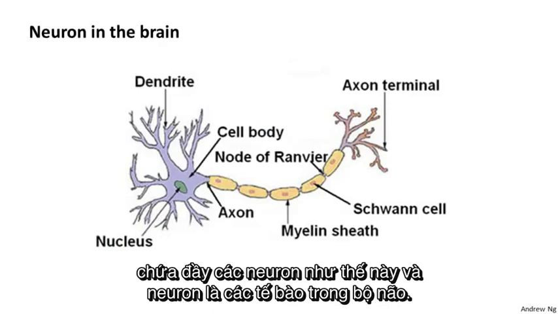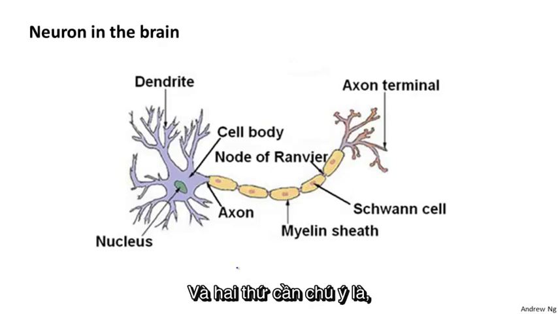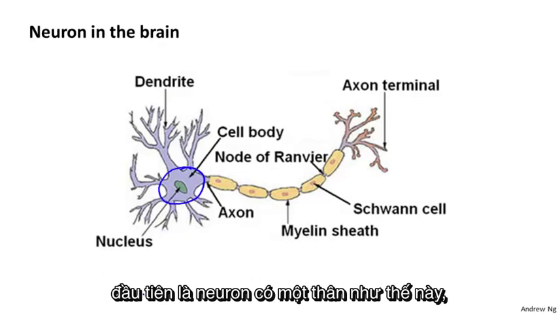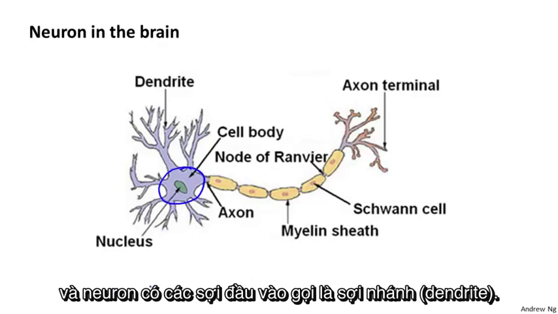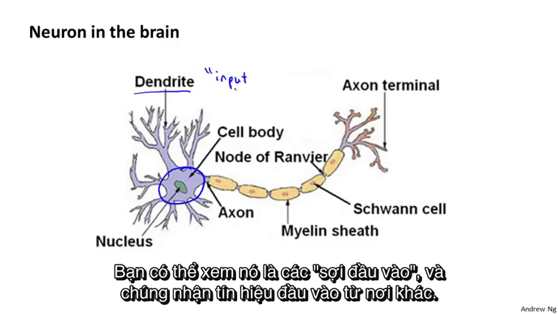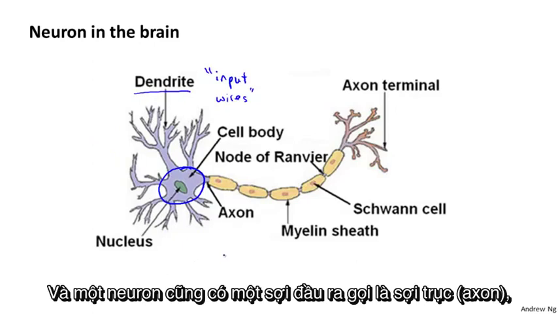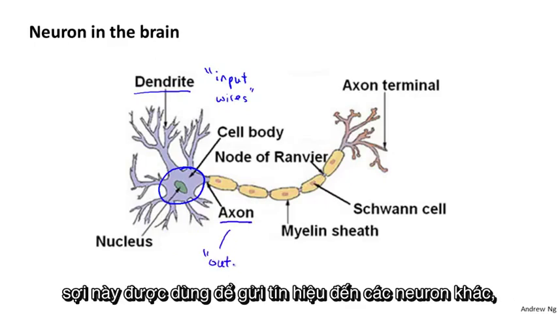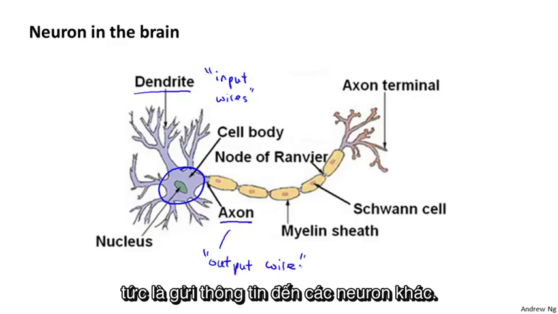Your brain and mine is jam-packed full of neurons like these, and neurons are cells in the brain. And the two things to draw attention to are that first, the neuron has a cell body like so, and moreover, the neuron has a number of input wires, and these are called the dendrites. You think of them as input wires, and these receive inputs from other locations. And the neuron also has an output wire called the axon, and this output wire is what it uses to send signals to other neurons, or to send messages to other neurons.